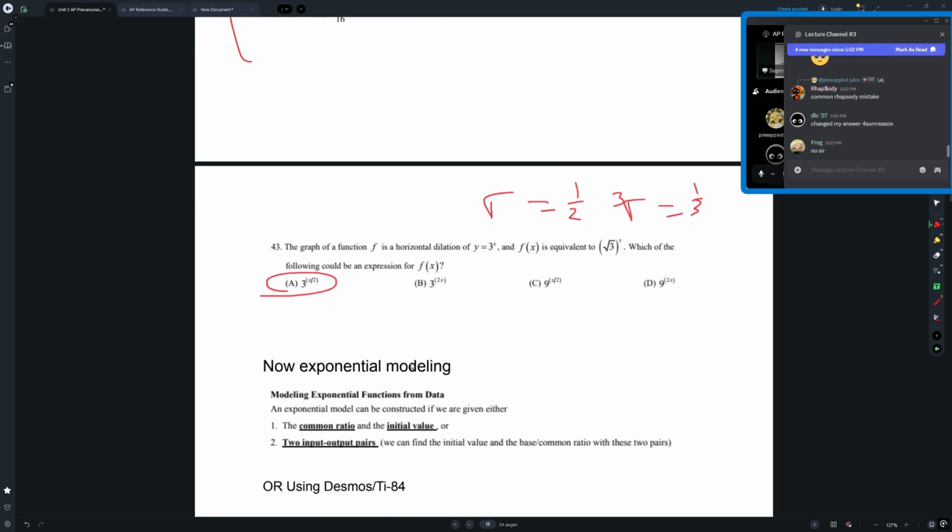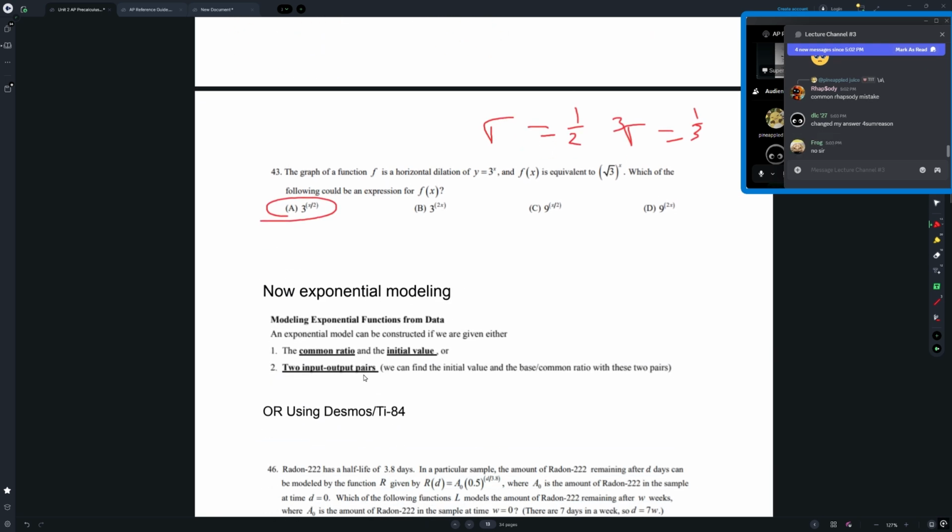Okay, so now exponential modeling. This is very similar to what we did before, but also different at the same time. So yeah, this is half-life now. An exponential model can be constructed if you use either the common ratio, the initial value, or two input-output values, the same as geometric sequences.